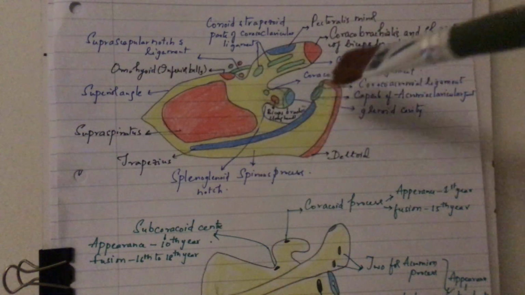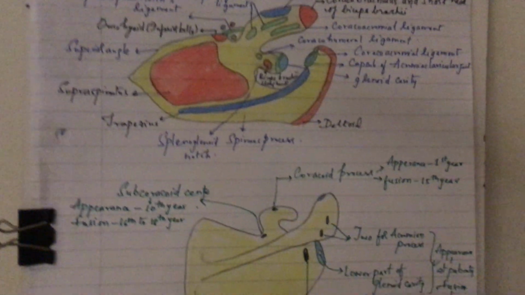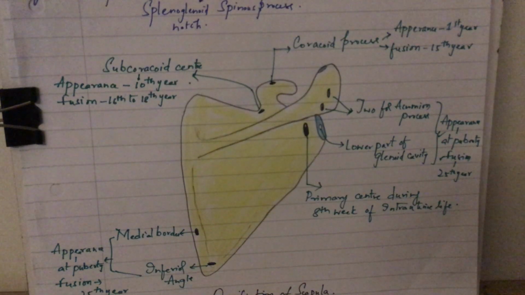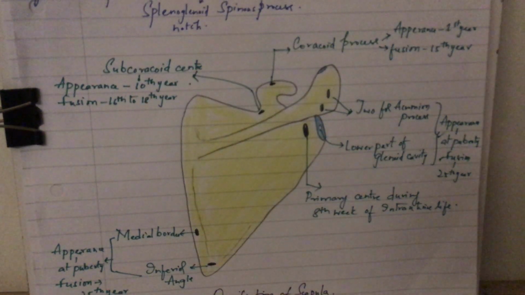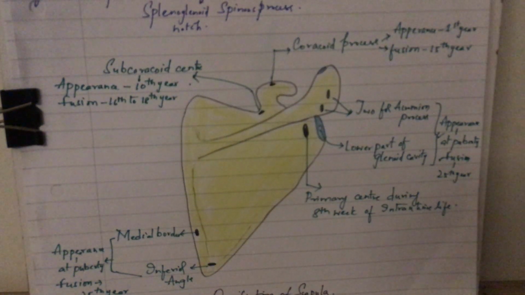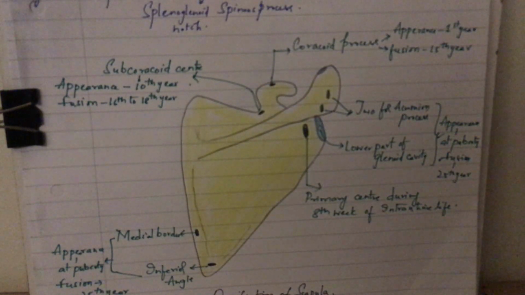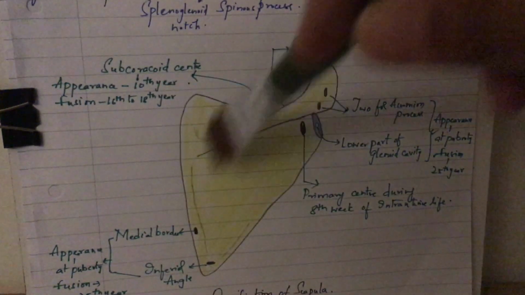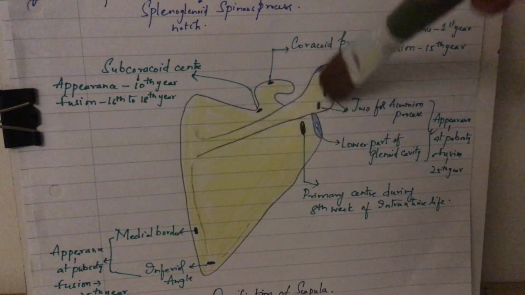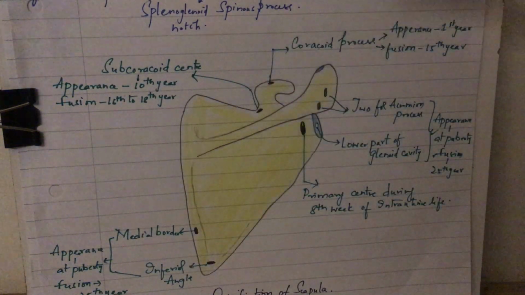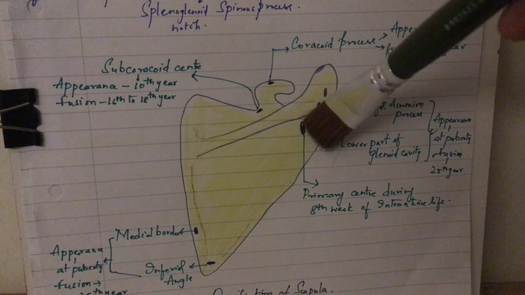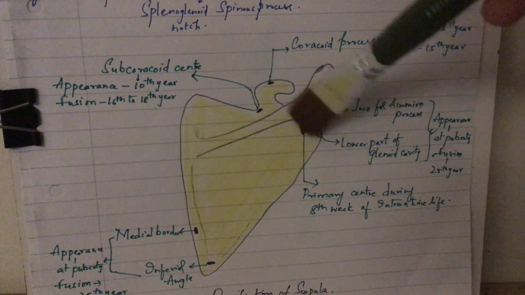Then coming to the ossification centers of the scapula. The scapula ossifies from one primary center and 7 secondary centers. Just remember, one primary center and 7 secondary centers: 1, 2, 3, 4, 5, 6, 7. The primary center appears near the glenoid cavity during the 8th week of development.